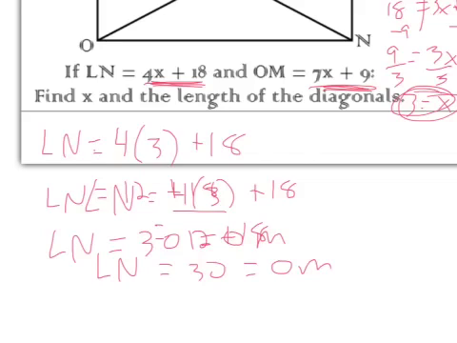So a square has all the properties of a rectangle and a rhombus. A square, a rectangle, and a rhombus have all the properties of a parallelogram. They all kind of build on each other.